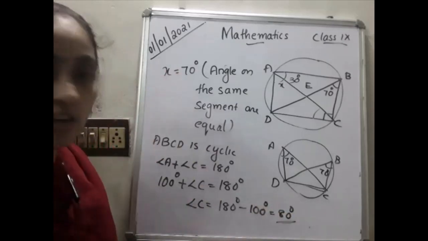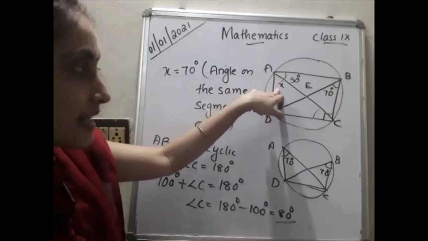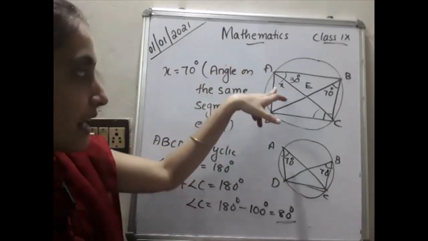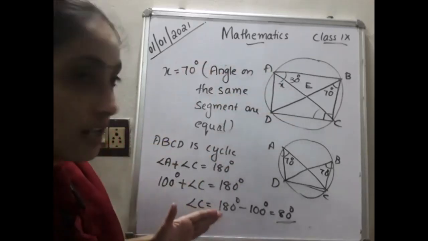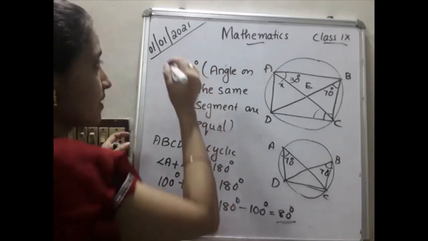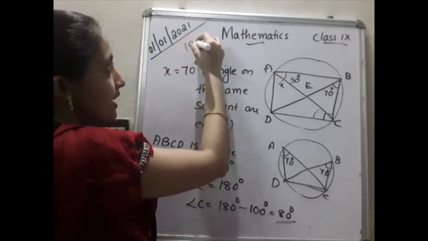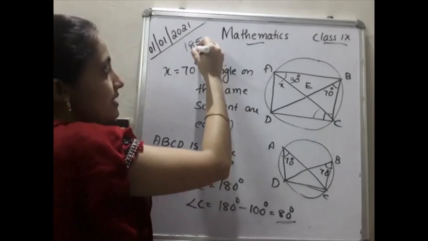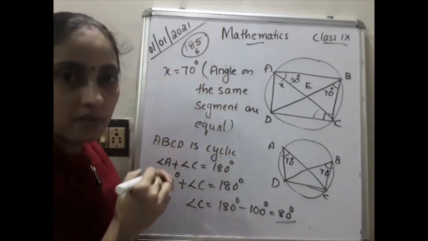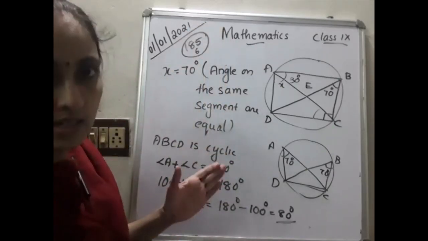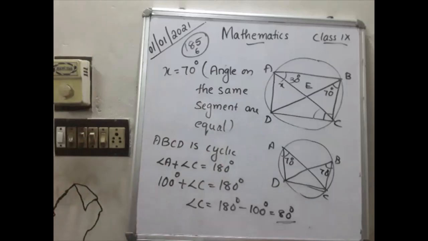Please write down this much. You have to mark x here, otherwise you will be confused. Mark x here and write down the question. I think all of you got the question. Once again, page number 185, question number 6, I am discussing. So please write down this much.